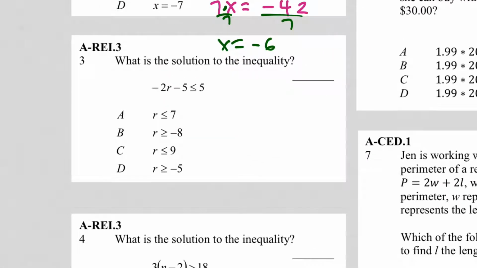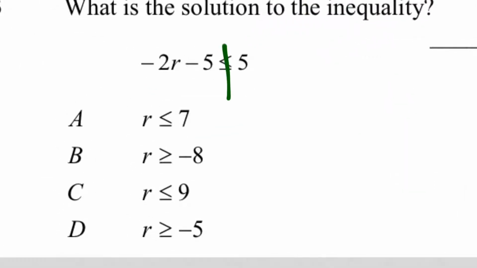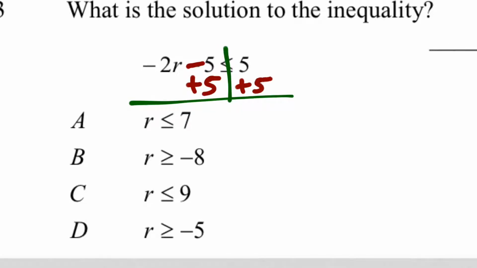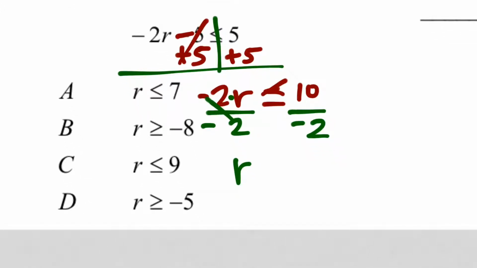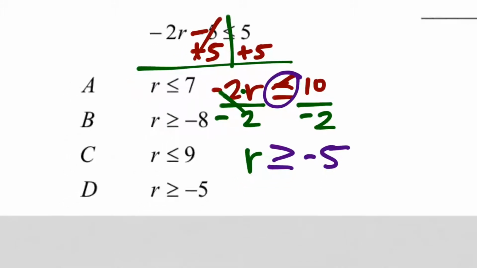Number 3. This time I have an inequality, but I don't have any terms that I need to combine, so I can already start solving it. The opposite of subtracting by 5 is to add by 5, and I'm writing it on the other side of the inequality. So I get negative 2r is less than or equal to 10, because 5 plus 5 is 10. Negative 2r means negative 2 times r. The opposite of multiplying is dividing. When you divide by a negative, you have to flip your inequality. 10 divided by negative 2 is negative 5.